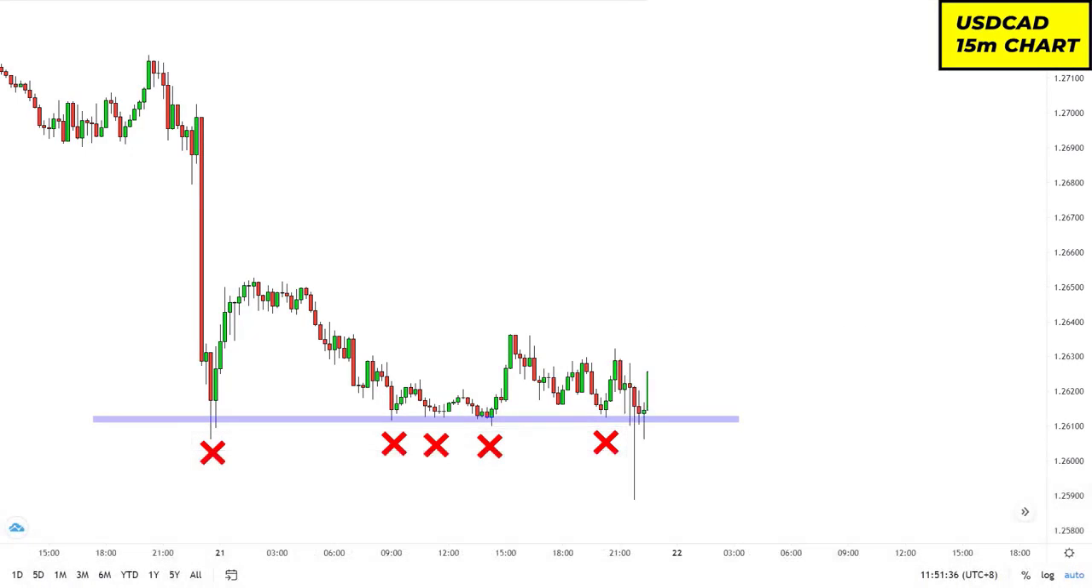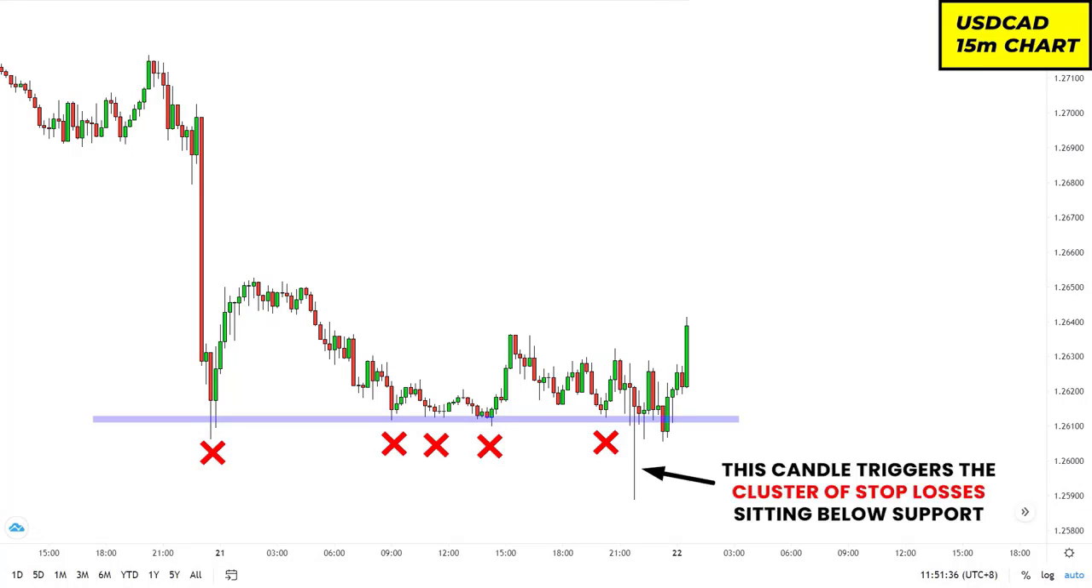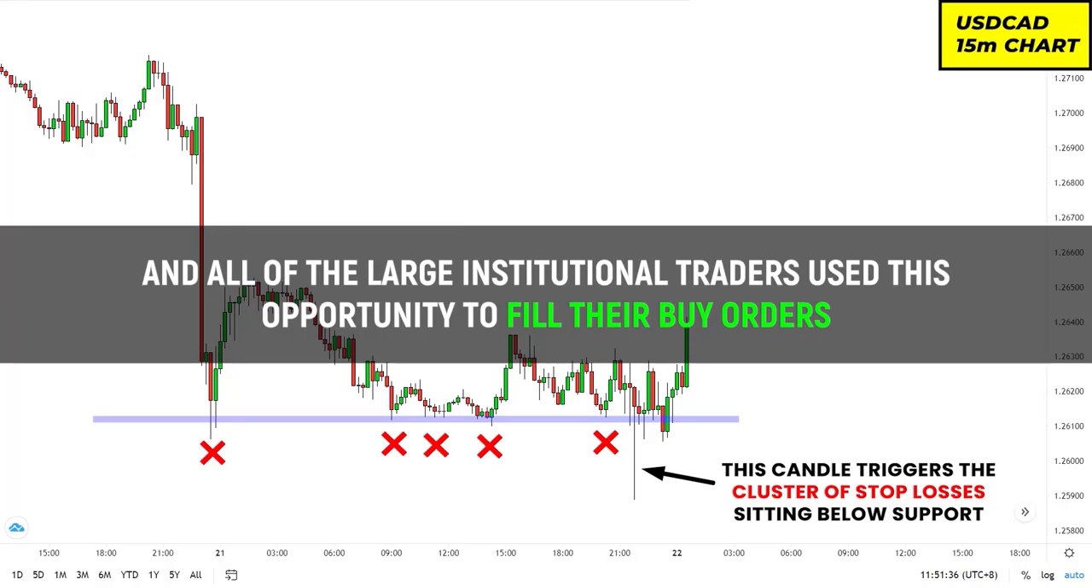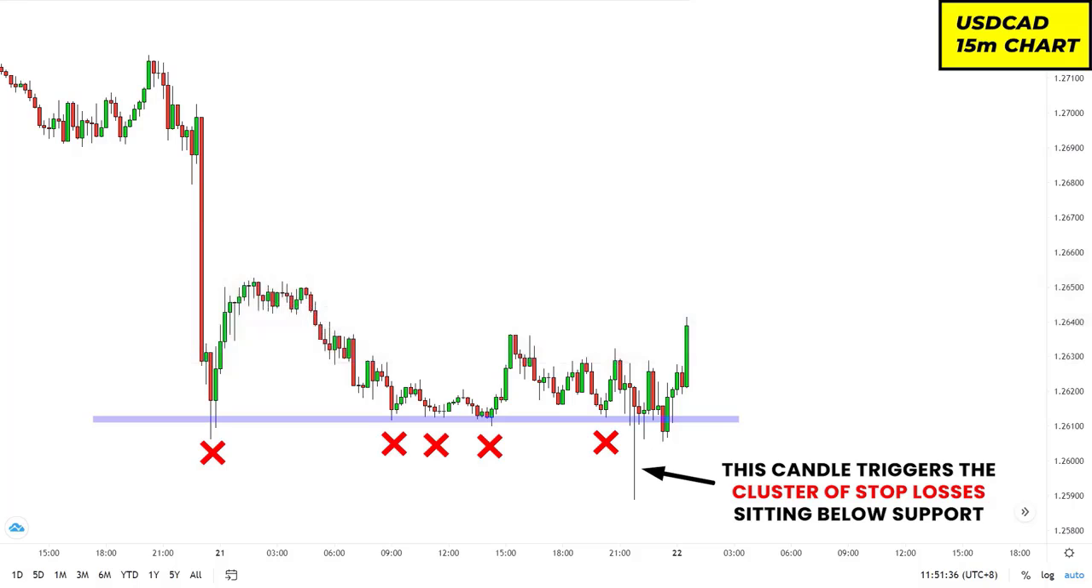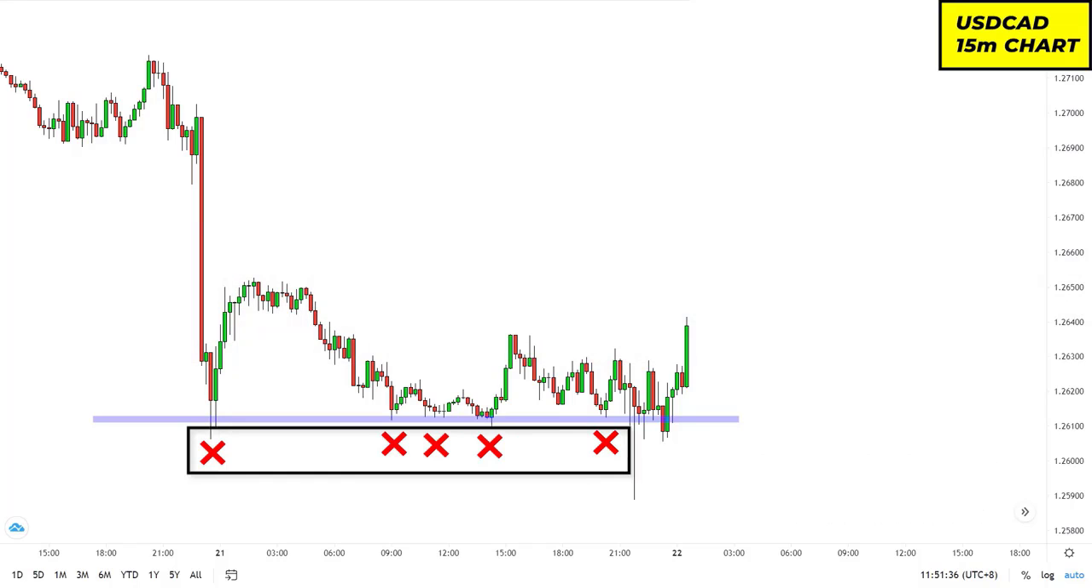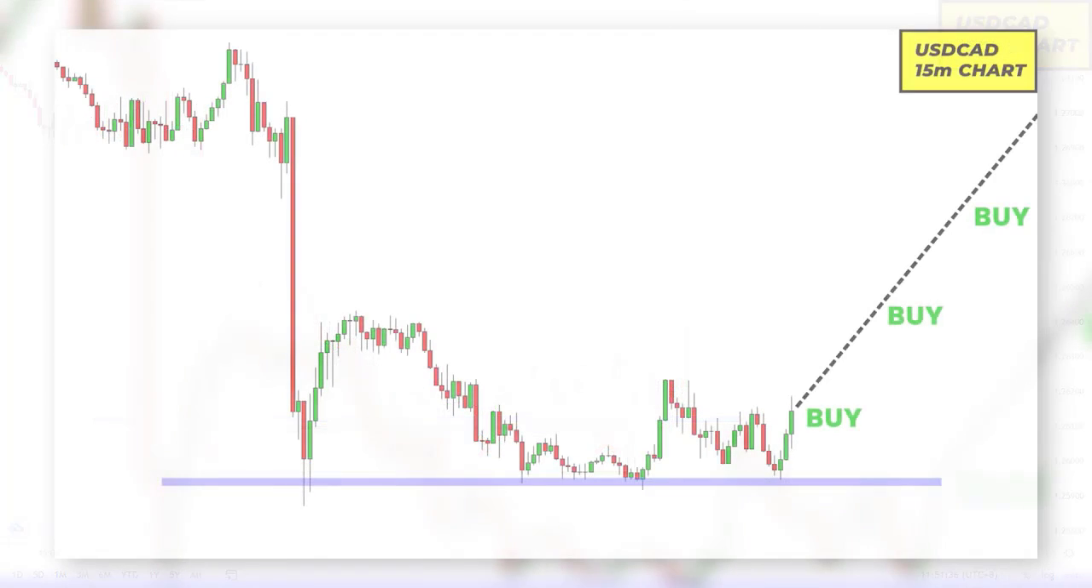So stepping forward a few more candles, we can see what happens next. This long wick red candle comes down and hits the cluster of stop losses that was sitting below support. And all of the large institutional traders use this opportunity to fill their buy orders, using the triggering of those stop losses as a form of added liquidity. By taking the market down to this area, they were able to fill their buy trades at a very cheap price. Compare this to before, where if they had just started buying at market, their average entry price would have been way up here.